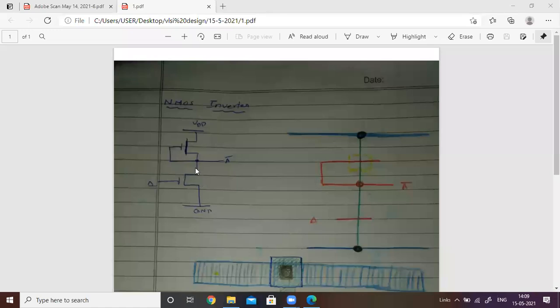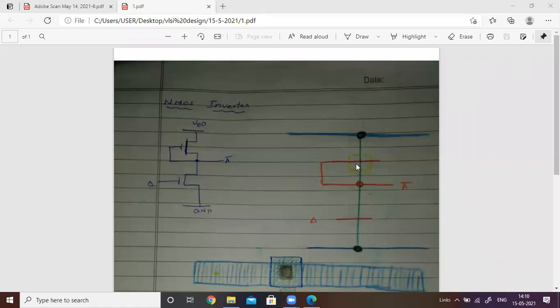Similarly, the next step is how to draw the stick diagram. That is also very important. Depending on the schematic of the inverter, you can draw the inverter structure here. You know how to draw the inverter structure. Already we discussed in the last classes, isn't it? I don't know whether you practiced or not. I think you should practice at home. So once again, if not practiced, please practice at least today. This is the stick diagram for this NMOS inverter.